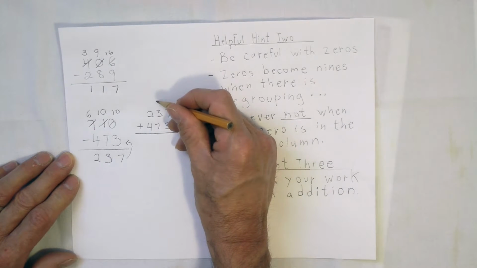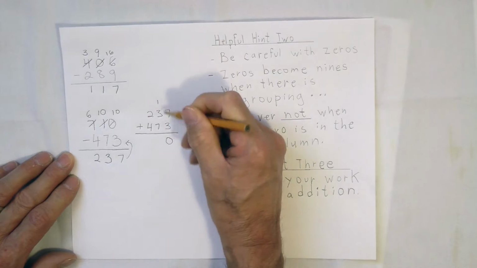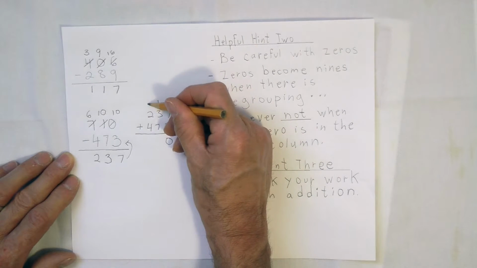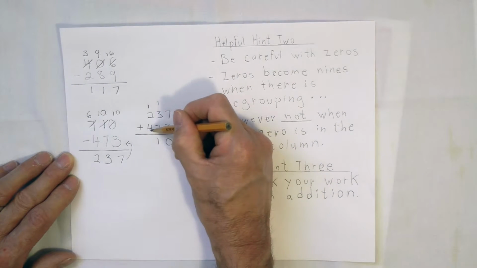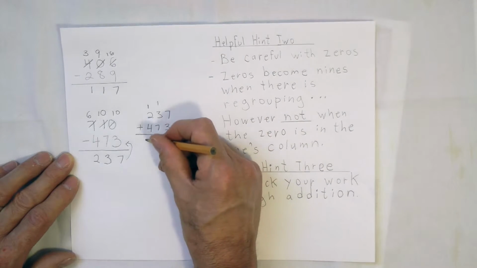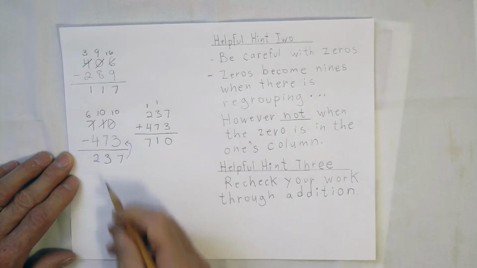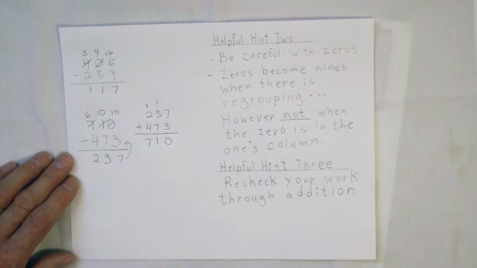3 plus 7 is 10, so we carry. Add our 10s. 7 and 3 is 10, plus 1 is 11. Add the hundreds. 4, 5, 6, 7. Then compare. 710, 710. We've done the question correctly.